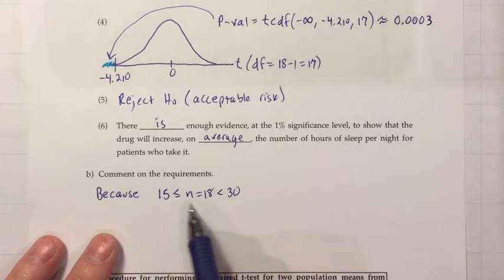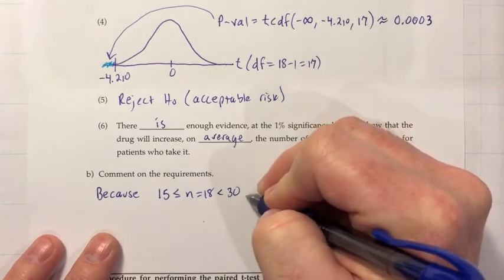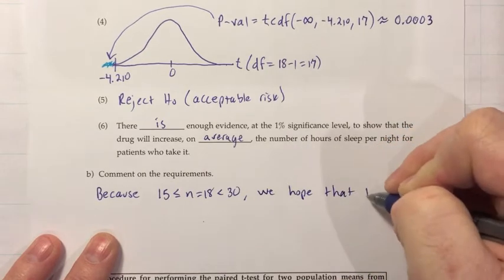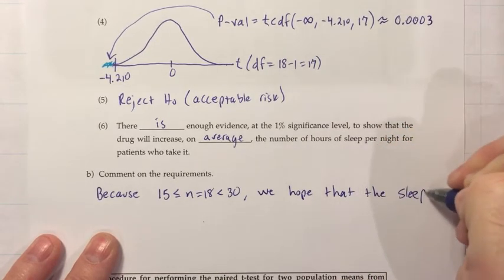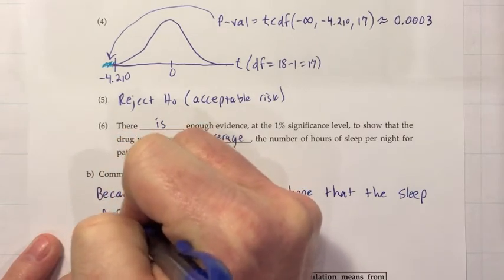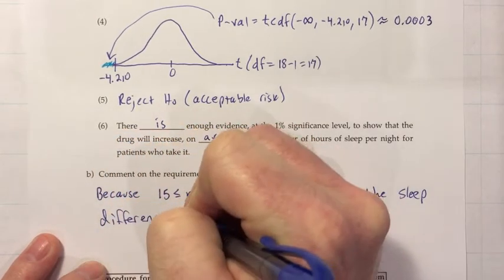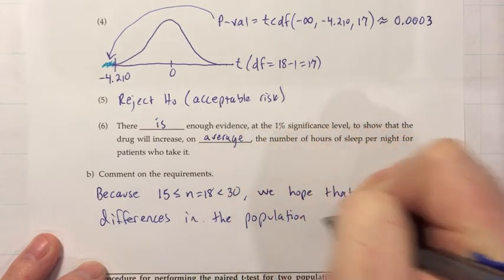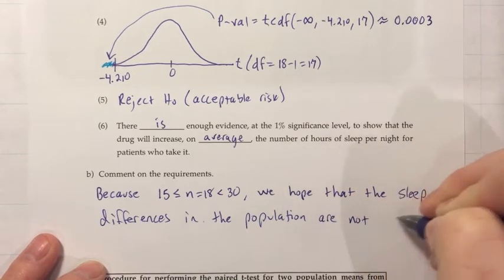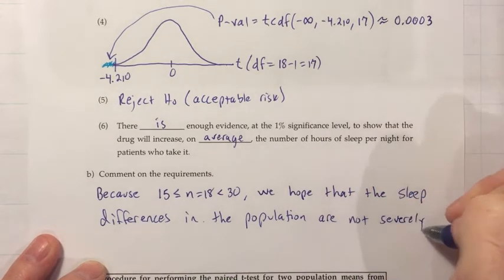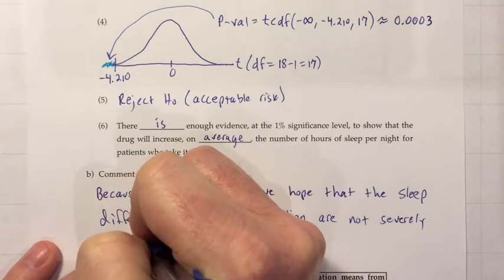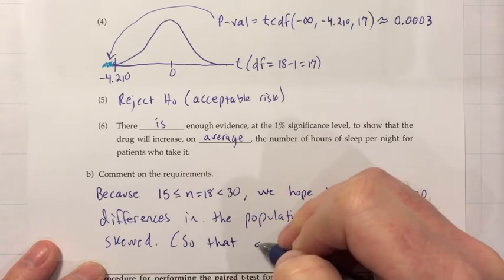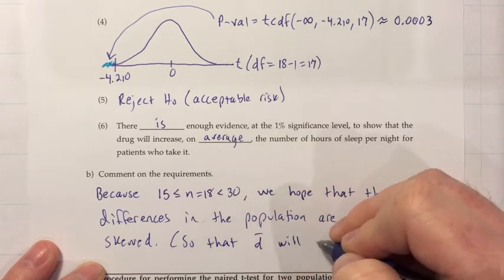All right, so because n is 18, in between the 15 and 30, we hope that the sleep differences in the population are not severely skewed. And we're hoping that so that D bar will be normally distributed.